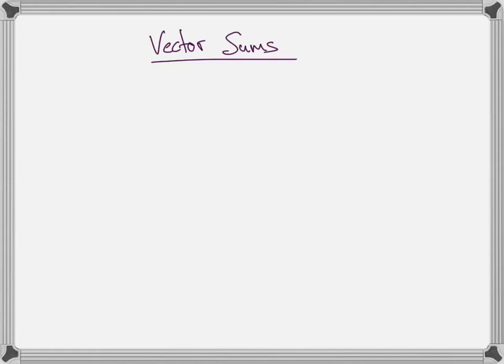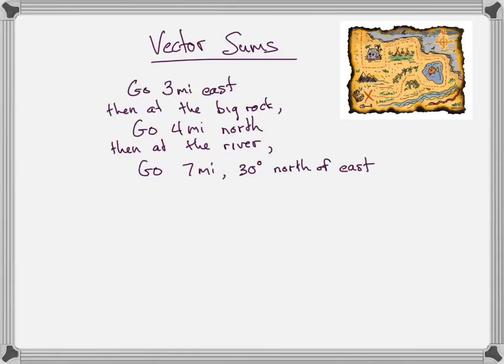So now we hopefully understand what a vector is and ways we can manipulate a vector. Let's now talk about vector sums. Let's say that you find a treasure map and it tells you this: go 3 miles east, then at the big rock, go 4 miles north, then when you hit the river, go 7 miles, 30 degrees north of east.